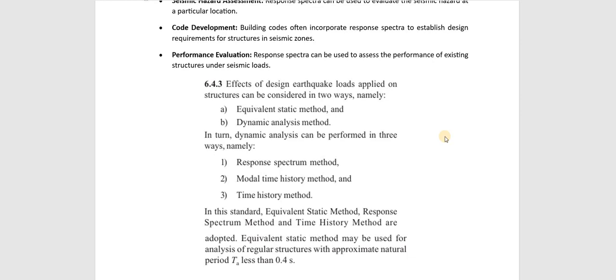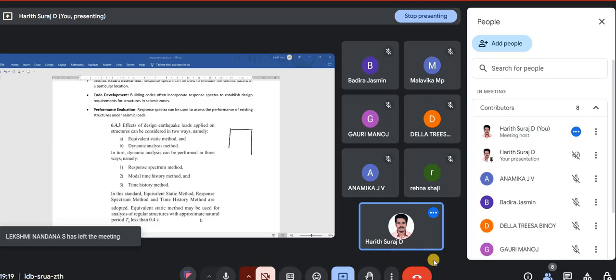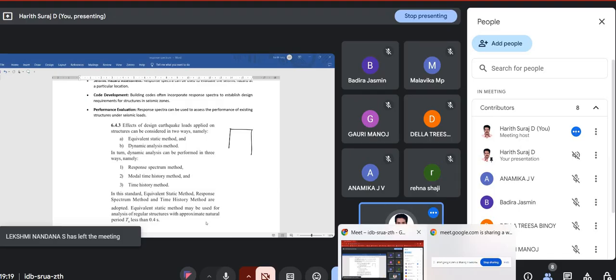So for the analysis of earthquake analysis, that is mainly the dynamic load, we are mainly having different methods like equivalent static method and dynamic analysis method. In the equivalent static method, what we are doing is that we will be analyzing a system. If I am having a system like this, I can analyze the system.